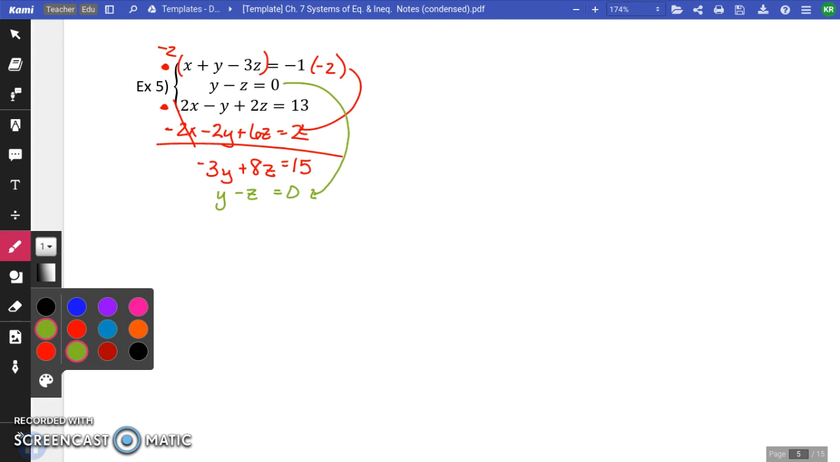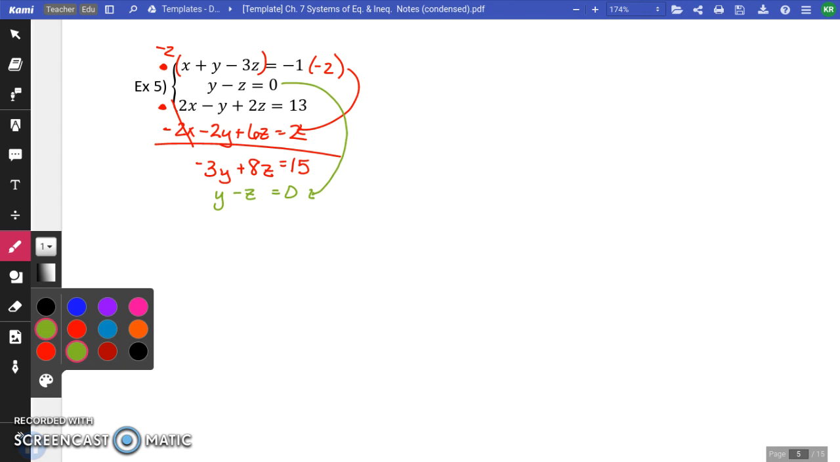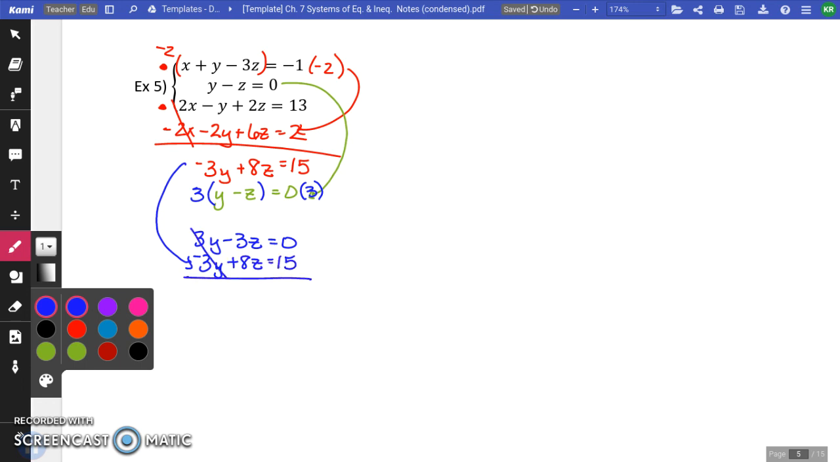Here I think I'll just go ahead and get rid of the y's. I have a negative 3y, so that means I can multiply this other equation by 3. It's going to become 3y minus 3z equals 0. I'll bring this equation down and add them together. So my y's are going to cancel. 5z equals 15, z is 3, and now you can work on your back substitution.